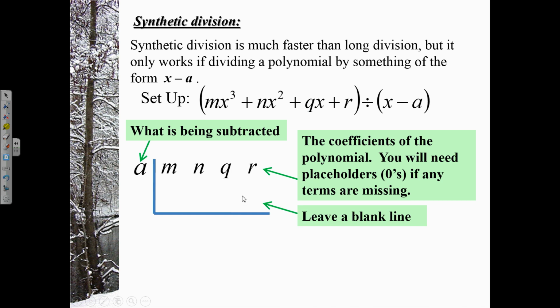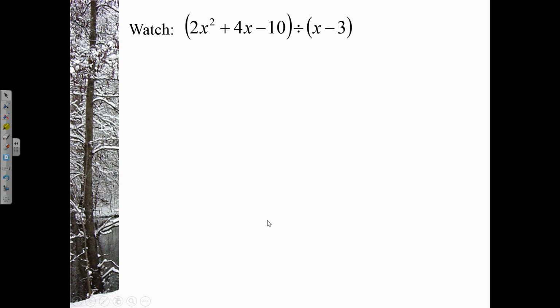So leave a blank line, and then underneath you're also going to write some stuff. We're going to do this problem using synthetic division. So I'm going to put 3 on the outside. It's like the opposite sign of this. And then the coefficients are 2, 4, and negative 10. So I'm going to put those at the top.